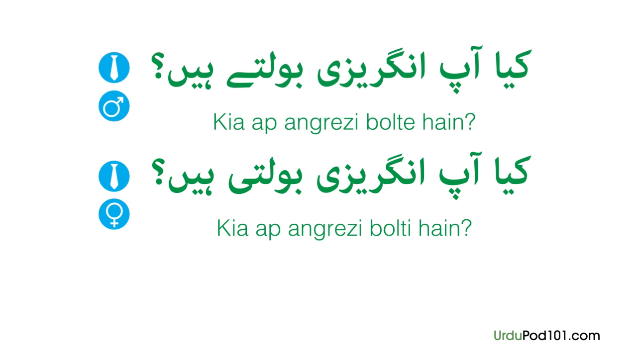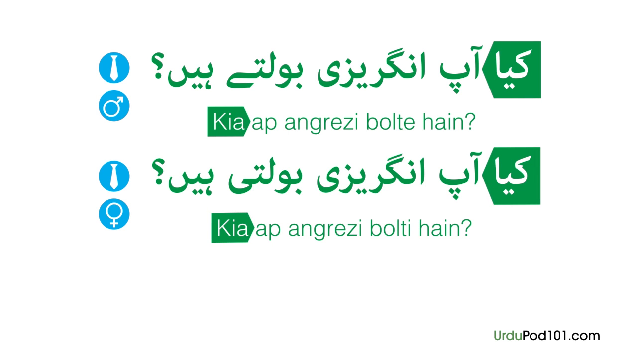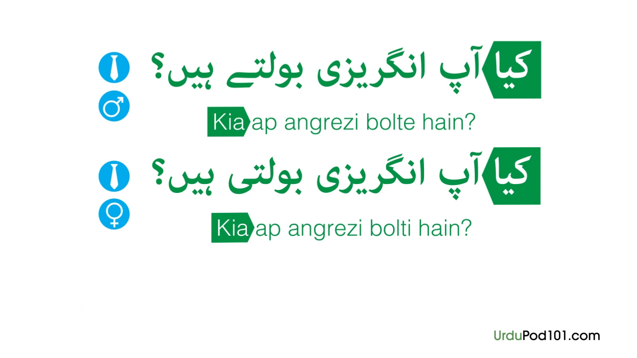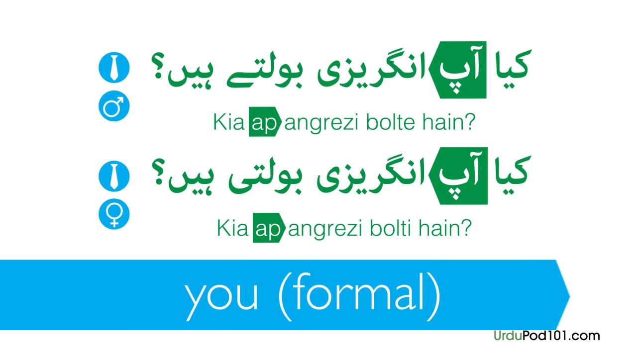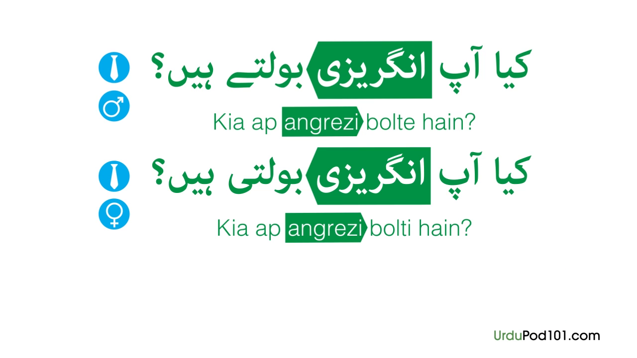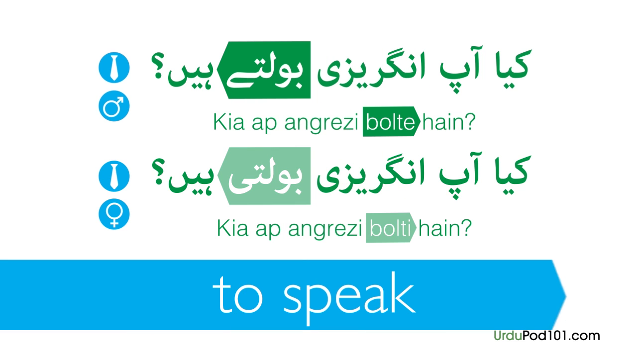Let's have a closer look. First, we have क्या, a question marker which comes at the beginning of the sentence. Next is आप. This is the respectful word for you and is used in formal situations. You should always use it with people you don't know or with elders. Next, we have अंग्रेजी, which means English. Next is the verb बोलते, meaning to speak. It is used when the subject is masculine. We use बोलती when the subject is feminine.